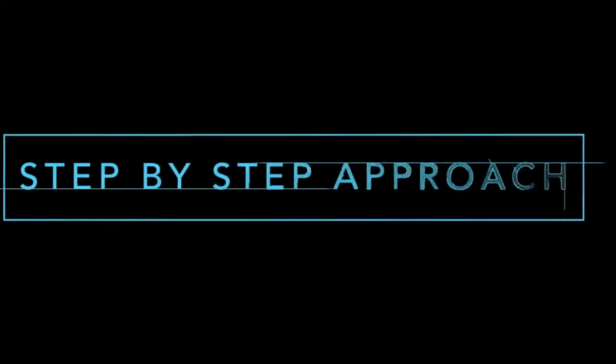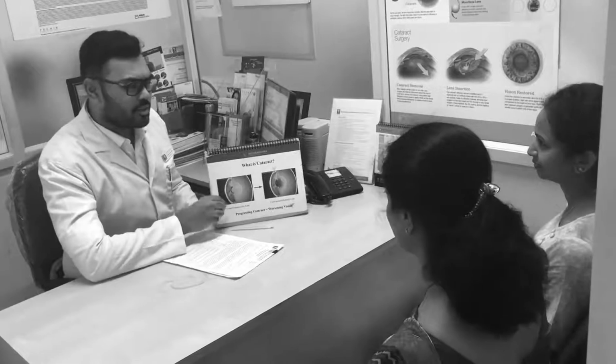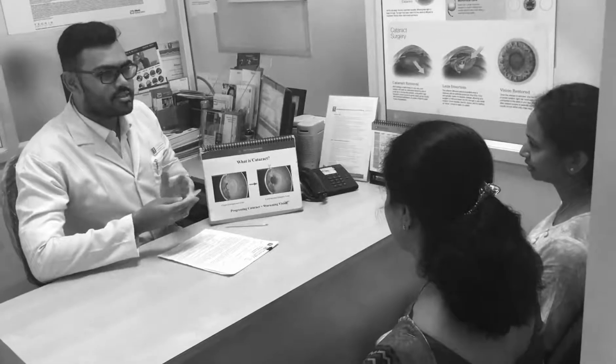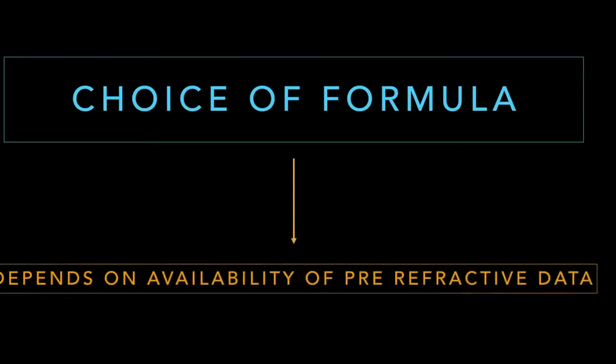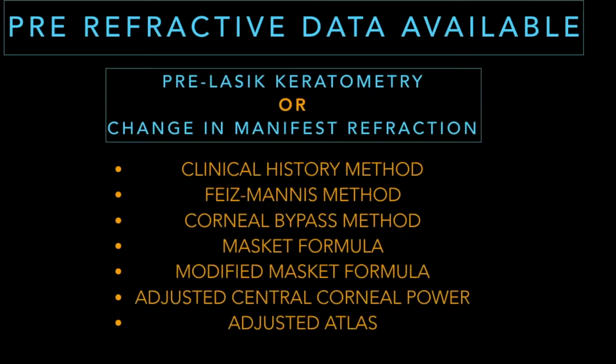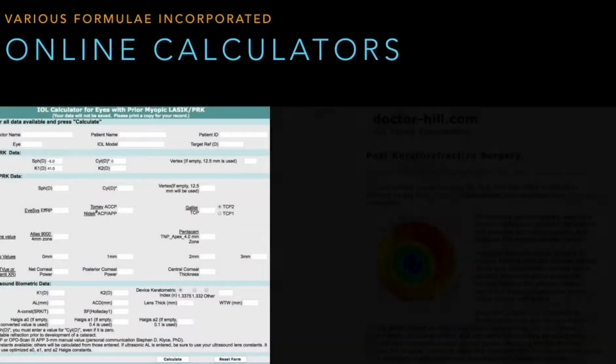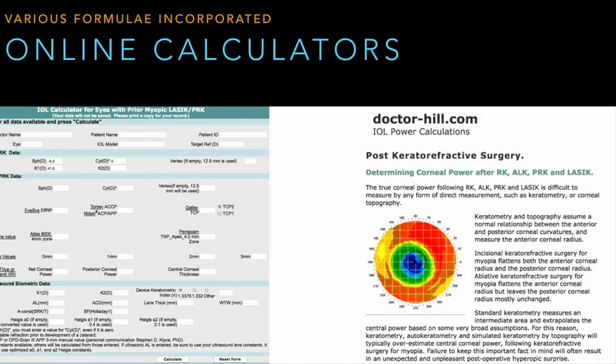A step-by-step approach in a post-LASIK patient begins with a detailed and proper counseling explaining the possibility of refractive surprises with the need of future enhancement. Depending upon the availability of previous refractive data, various formulae may be used. The formulae below require the knowledge of the pre-refractive data with the advantage of being incorporated in the online calculators such as those found at the ASCRS and the Dr. Hill websites.